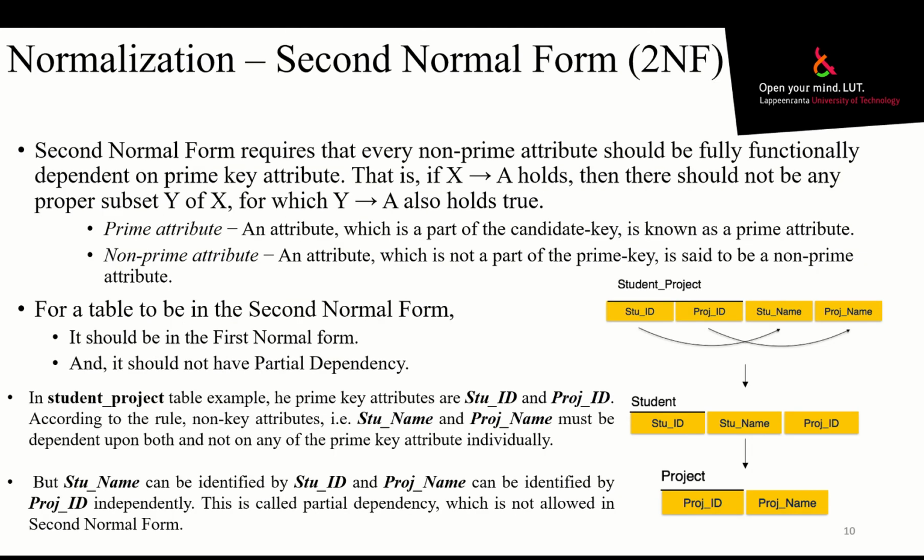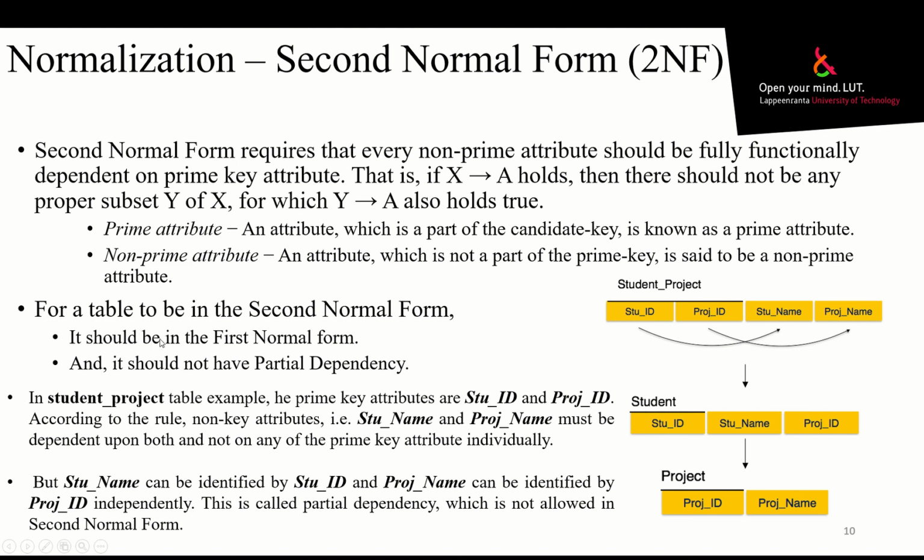Now for second normal form, basically second normal form requires that every non-prime attribute should be fully functionally dependent on a primary key. Before I go into that, first of all, let me specify. Basically a prime attribute is any attribute which is part of a candidate key. And a non-prime attribute is any attribute that is not part of the primary key. So that's the difference between prime attribute and non-prime attribute.